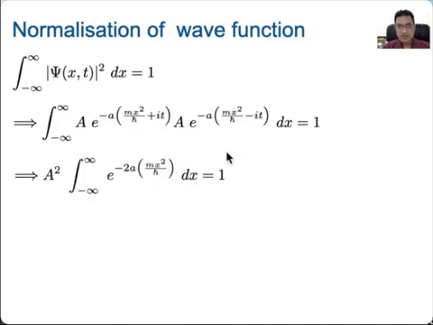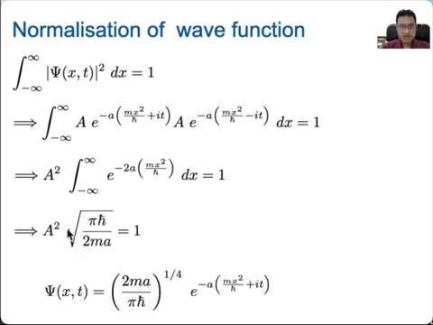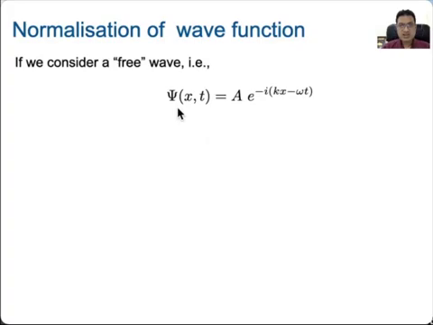The t part is cancelled out, and we know the value of this integral using our knowledge from the previous lectures. This is a Gaussian function, and we know the integral of this Gaussian function, which is this one. So A is equal to 1 over this quantity to the power 1/4. So the psi of x, t is this quantity. This is what we have done: how to normalize a given wave function and find the normalization constant A.